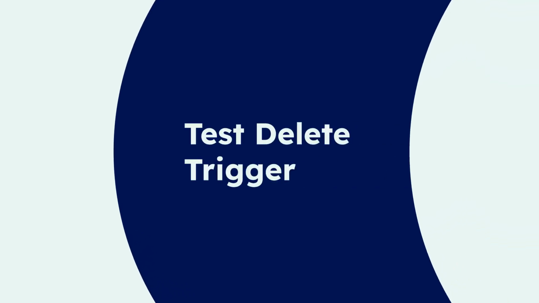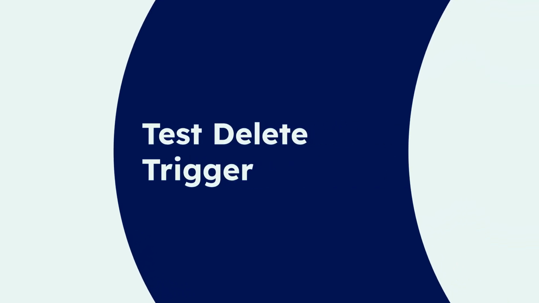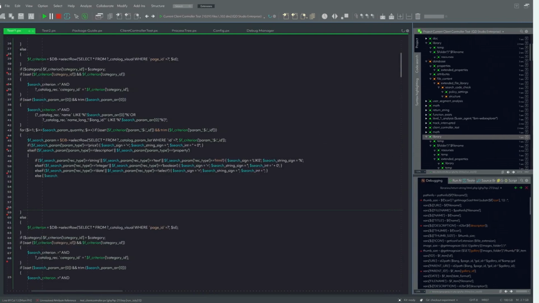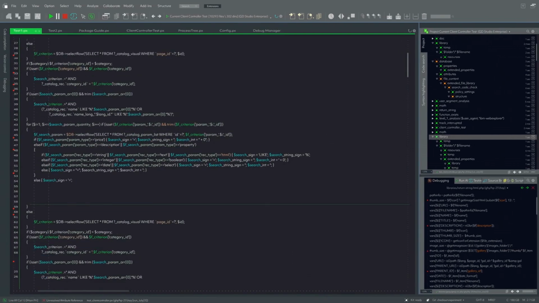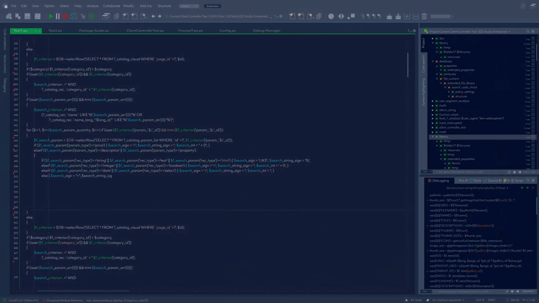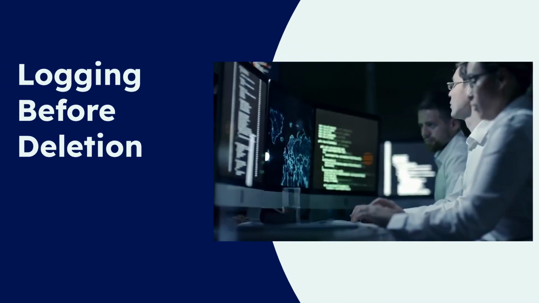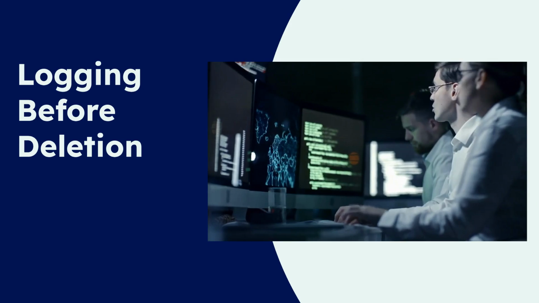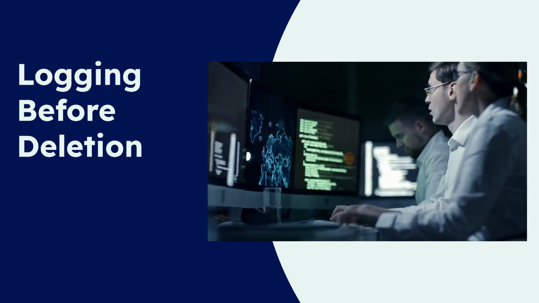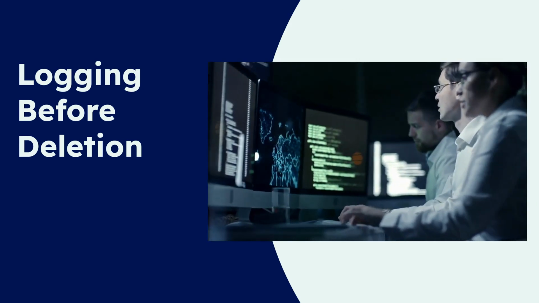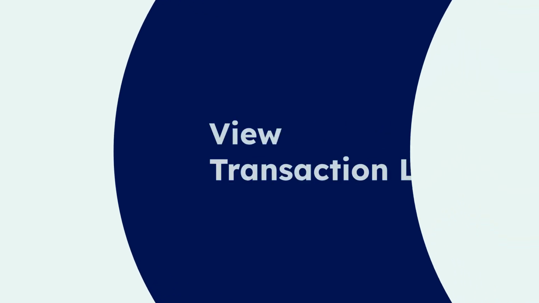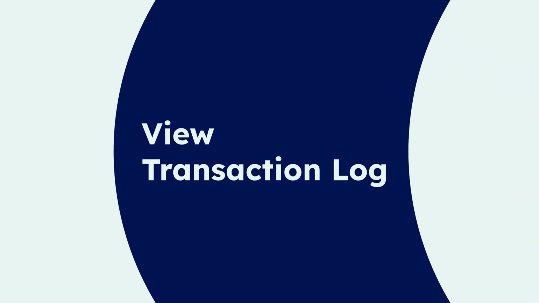Now let's move on to testing the second trigger we created, the log delete trigger. To test it, we delete an employee record by running delete from employees where employee_ID equals 5. Before the database physically removes the row, the log delete trigger activates, recording the employee's name and the action timestamp in the log table. With both the insert and delete operations performed, it's time to check our centralized log table to see the full history of transactions.